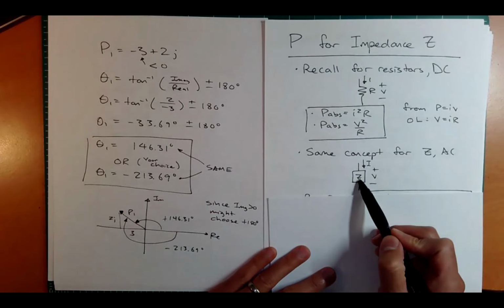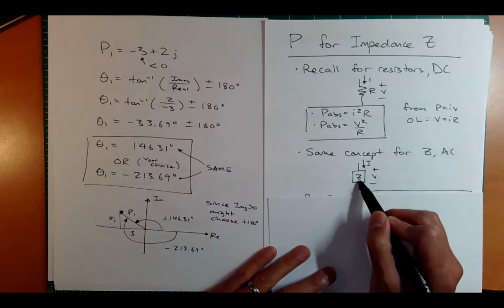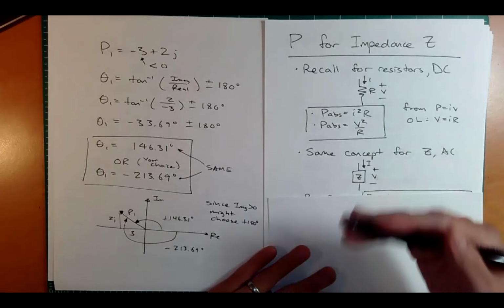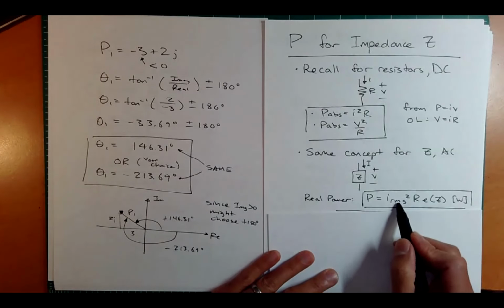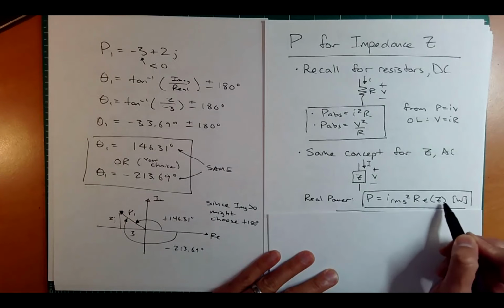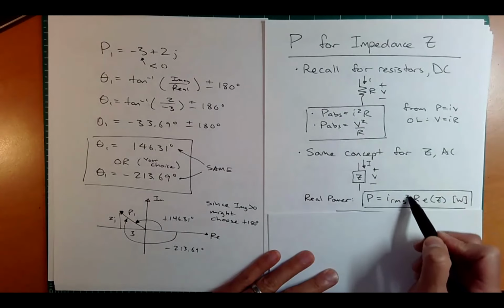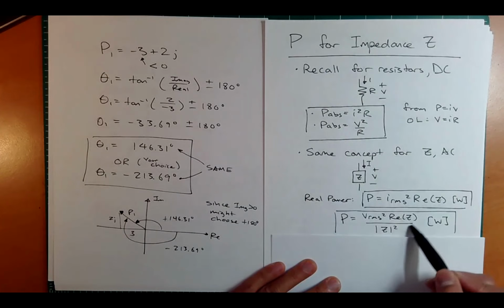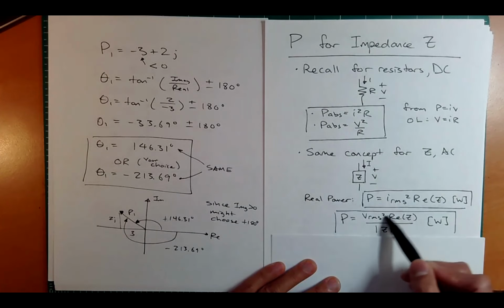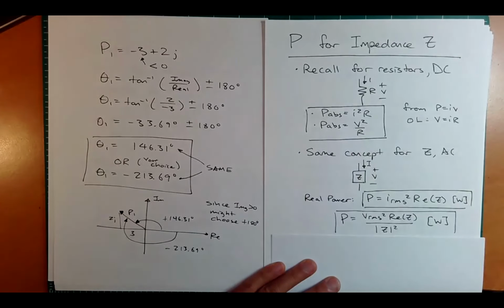So if you have a Z, not any element. It has to be a Z, which is a combination of resistors, inductors, and capacitors, right? Then you're going to get this equation, I RMS squared real part of Z. Notice how it looks very similar to that one. And you're going to get V RMS squared real part of Z over the magnitude of Z squared. A little bit complicated, but check this out. If you check out the units, you're getting a 1 over ohms. You're getting ohms over ohms squared, which looks very much like this equation.